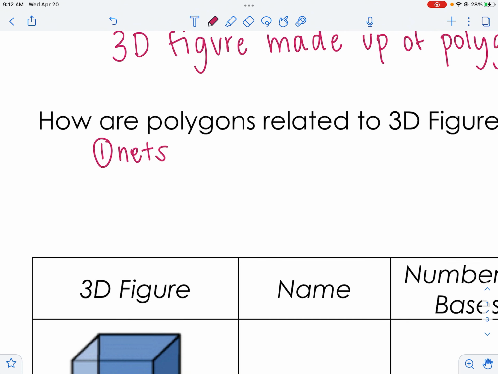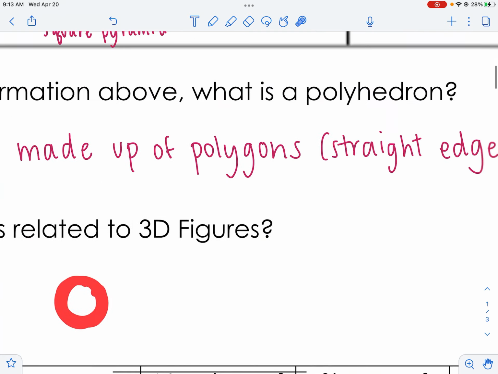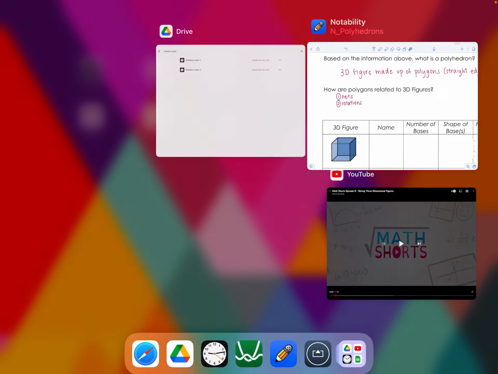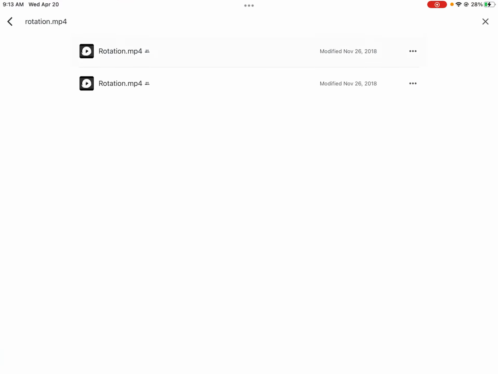The second way that polygons or 2D shapes are related to 3D figures is by rotations. If you took a quarter or a penny or any type of coin and you spun it really, really quickly, it doesn't look like a circle anymore. It would look like something else. Think about that. If you took a coin and you spun it around really fast, it wouldn't look like a flat circle anymore. It would look more like a sphere. And there's all sorts of different shapes that we could spin that create 3D shapes.